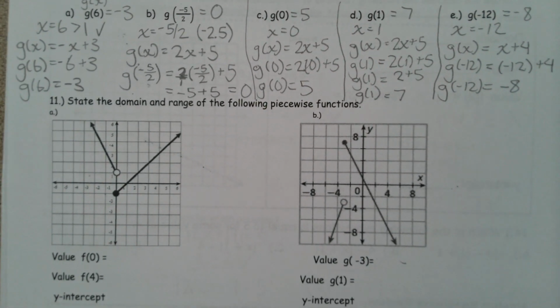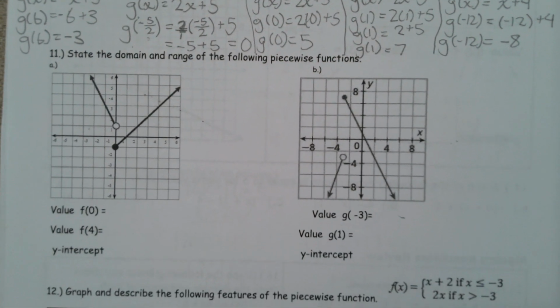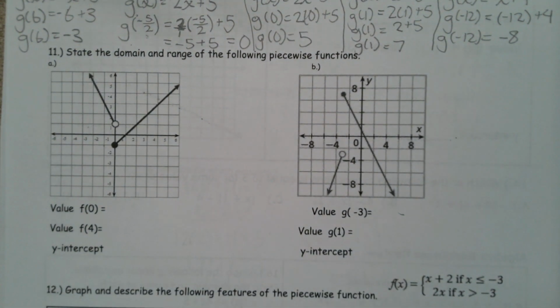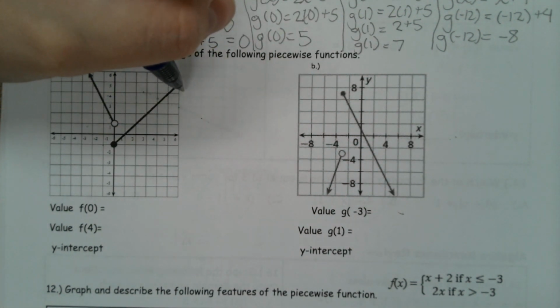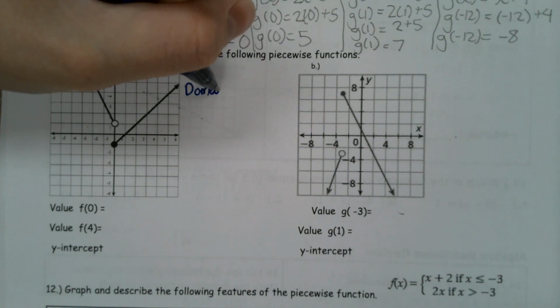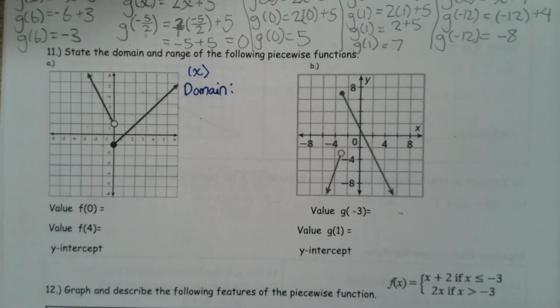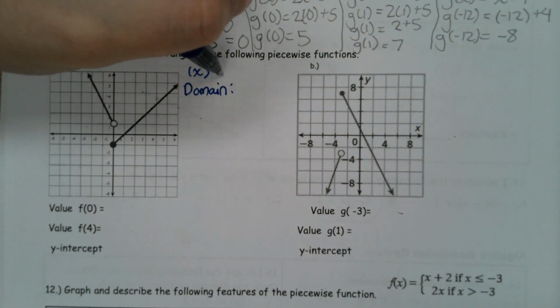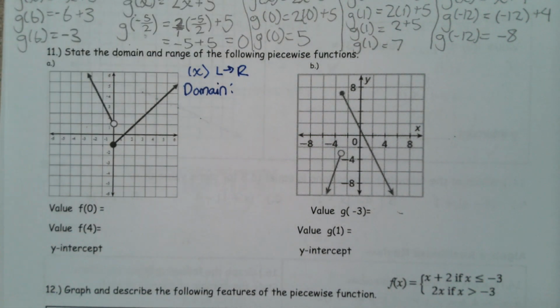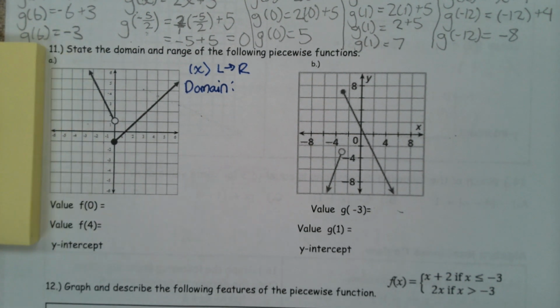Number 11, we're looking at graphs. If you skip the directions, you will not notice that it says to state the domain and range along with finding this information. I'm going to do some of this in pen. So, for domain, reminder domain is your x values, and we move from left to right. That's the direction. We'll start on the left side of the graph and work our way to the right.